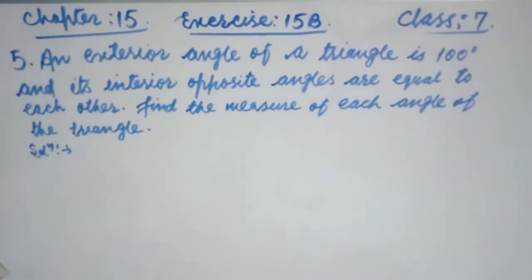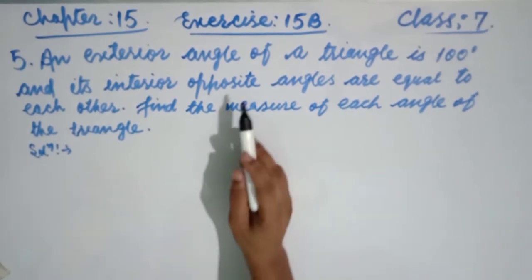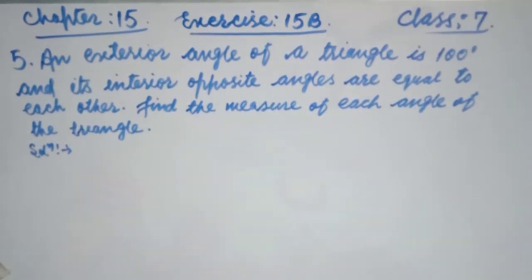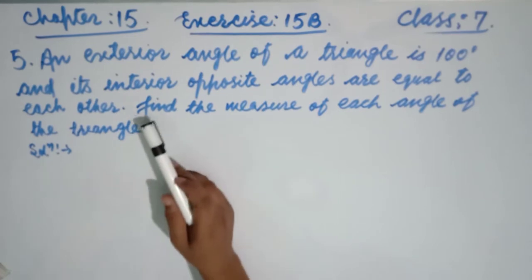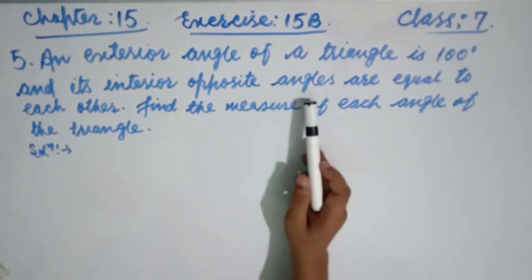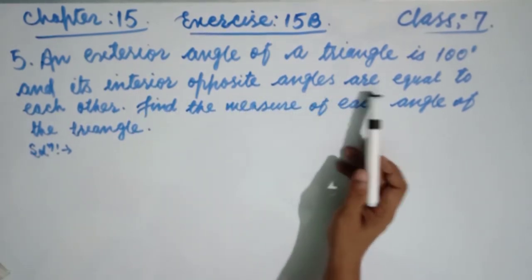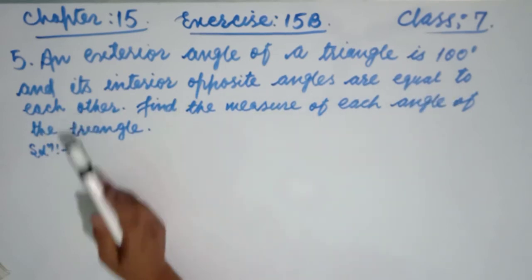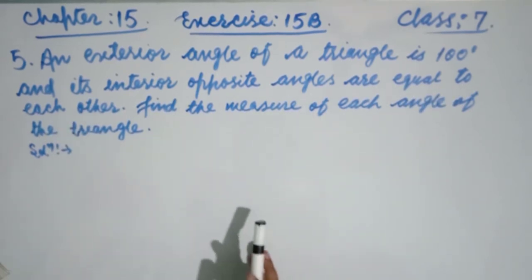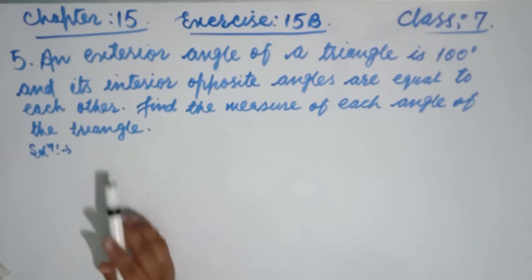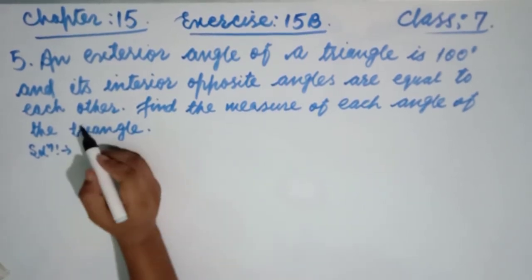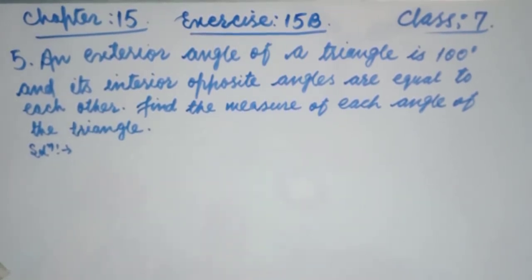Now see friends, question number 5 says an exterior angle of a triangle is 100 degrees and its interior opposite angles are equal to each other. Find the measure of each angle of the triangle. Friends, first try to make the figure according to the question.